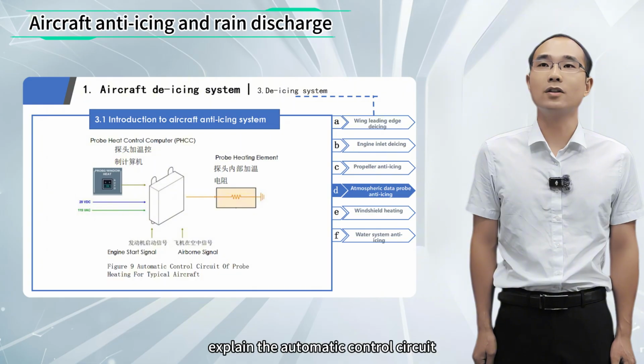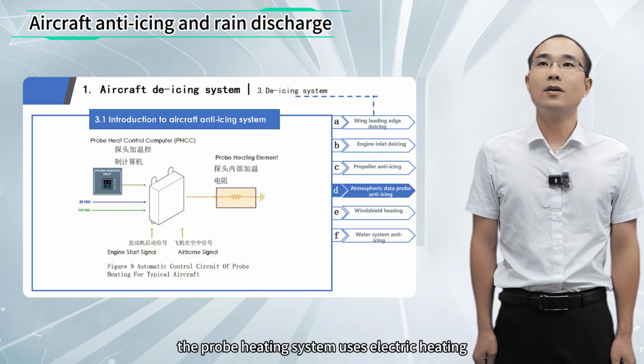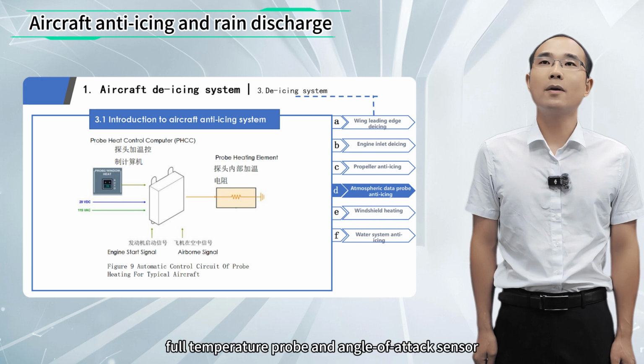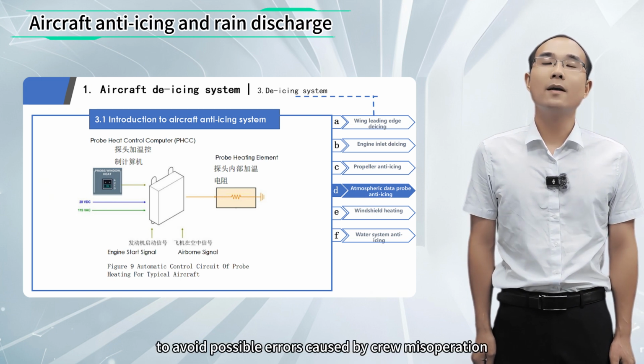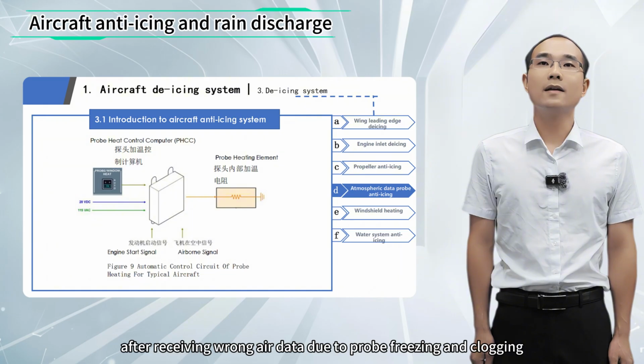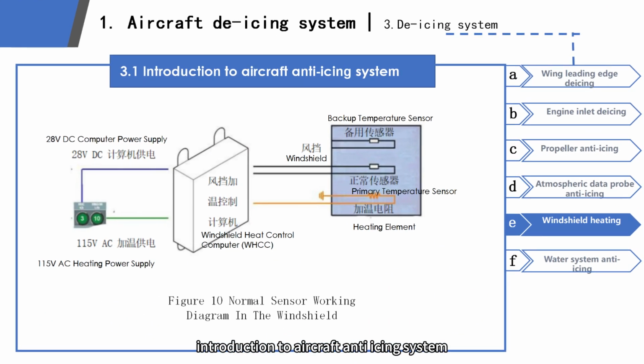Explain the automatic control circuit of aircraft probe heating. The probe heating system uses electric heating to anti-ice the pitot tube, static pressure port, total temperature probe, and angle of attack sensor, to avoid possible errors caused by crew misoperation after receiving wrong air data due to probe freezing and clogging. Introduction to aircraft anti-icing system, windshield heating anti-icing.